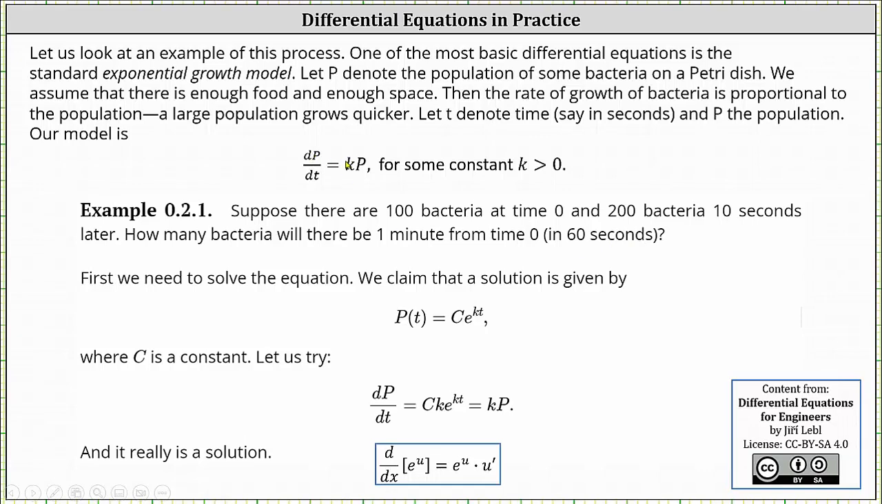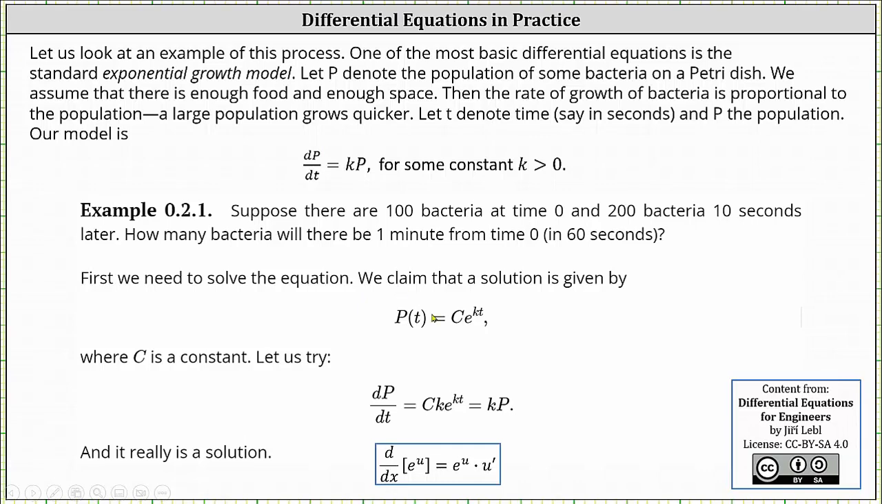First, we need to solve the differential equation, and we claim that a solution is given by P(t) equals c times e to the power of kt, where c is some constant. Recall, if this function is a solution, then it must satisfy the differential equation dP/dt equals k times P. And let's go ahead and check this by determining dP/dt.